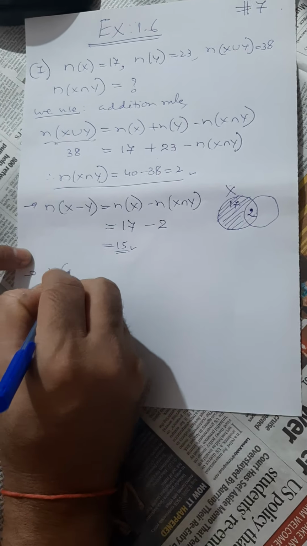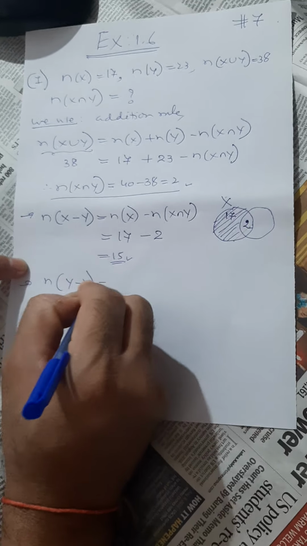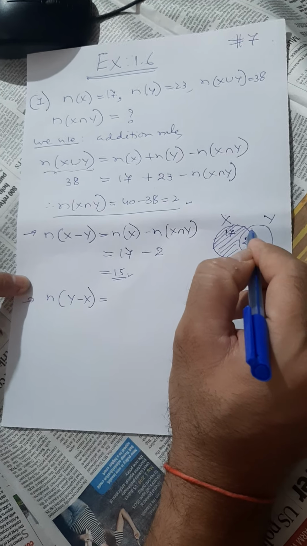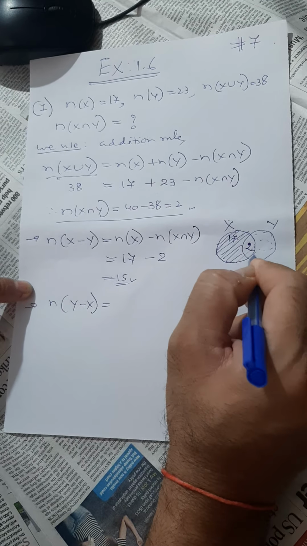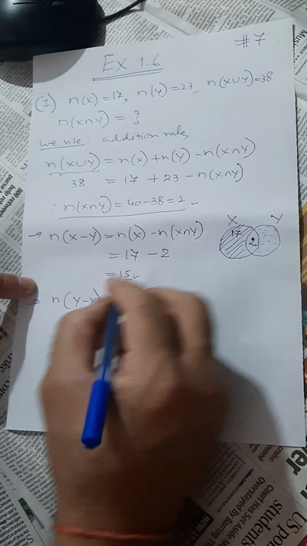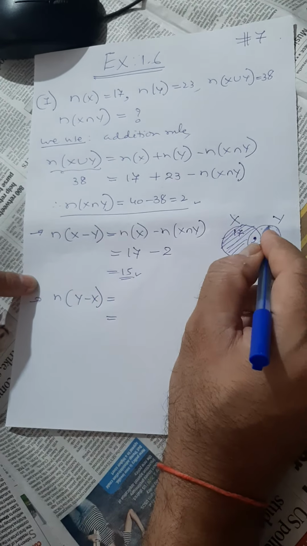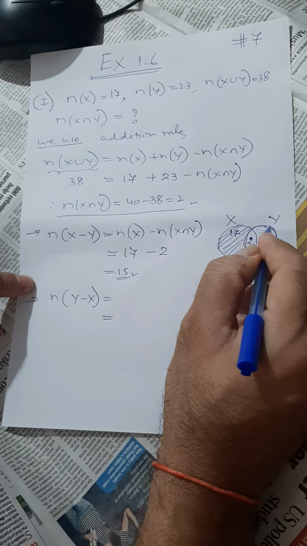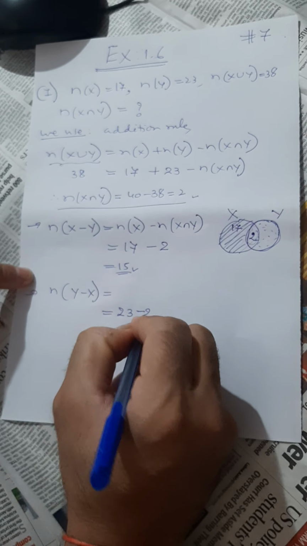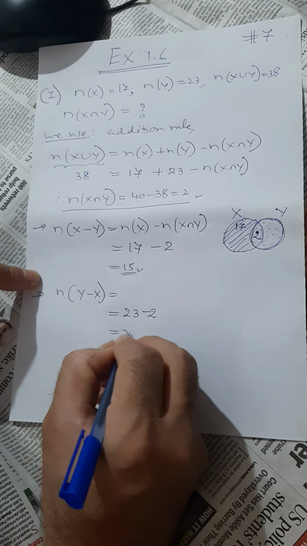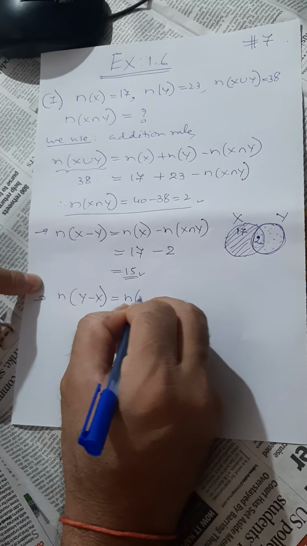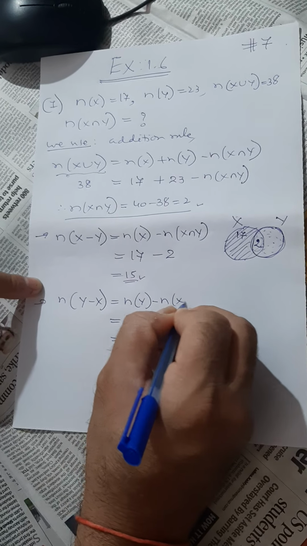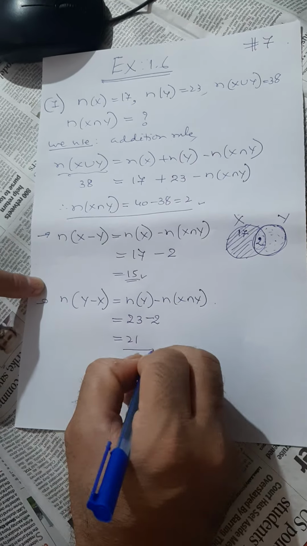Same way, the number of elements in Y minus X, if you want. This is Y, so you want this one. Now this entire circle of Y has how many members? 23. Minus common, which is 2. So you will get here 21. Now by formula, this is n of Y minus n of X intersection Y.